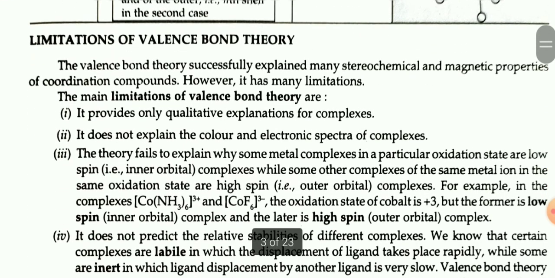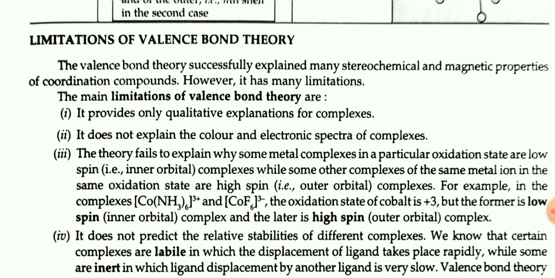Limitations of valence bond theory. The valence bond theory successfully explained many stereochemical and magnetic properties of coordination compounds. However, it has many limitations. The main limitations of valence bond theory are: first, it provides only qualitative explanation for complexes.